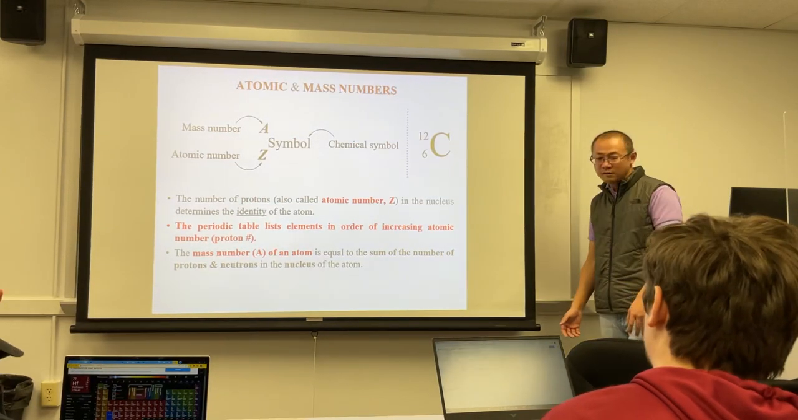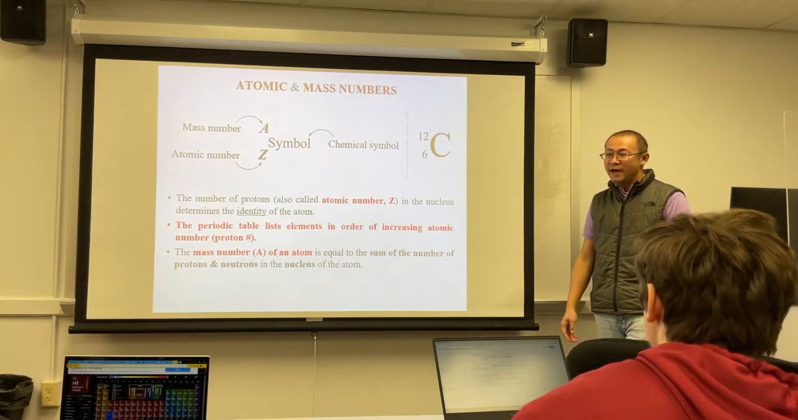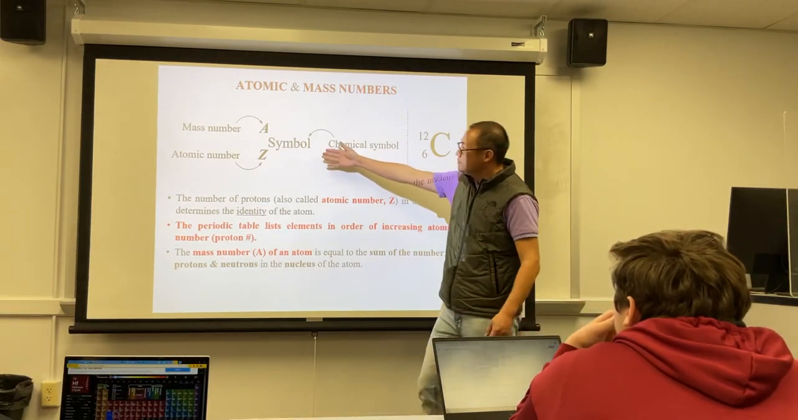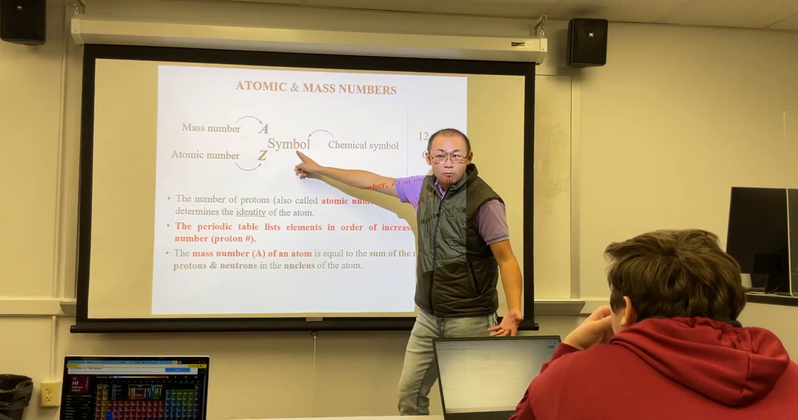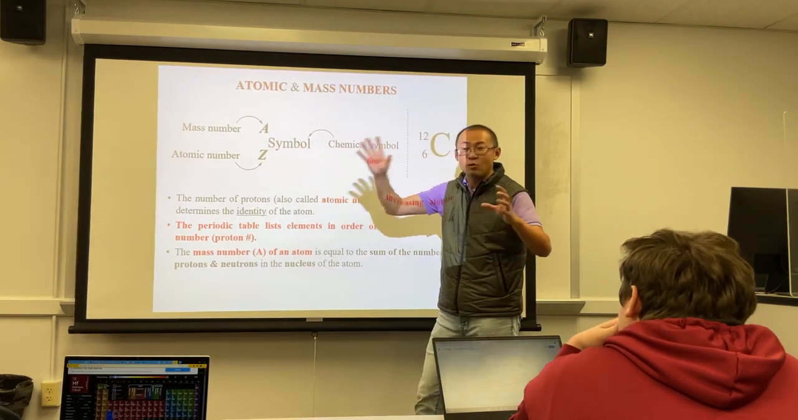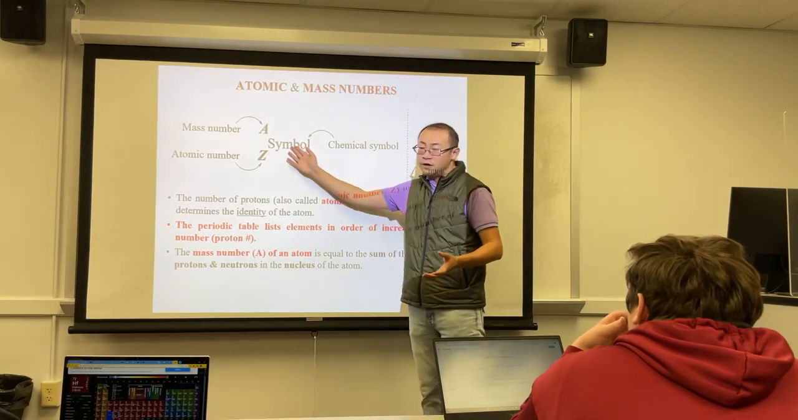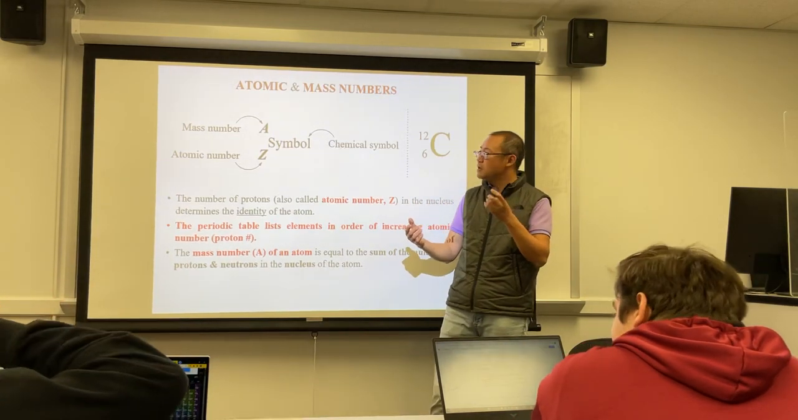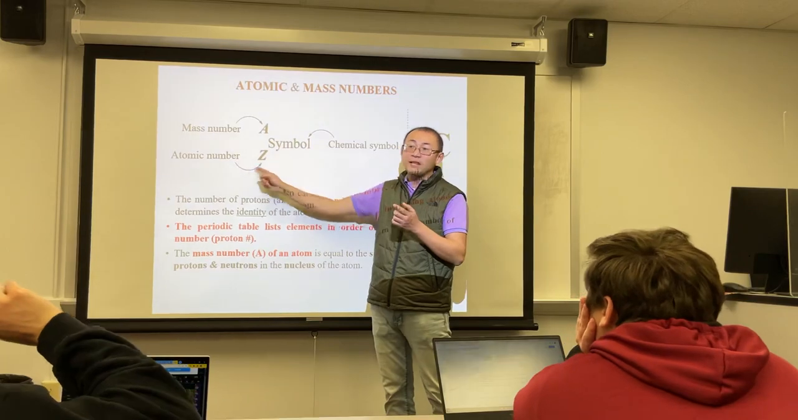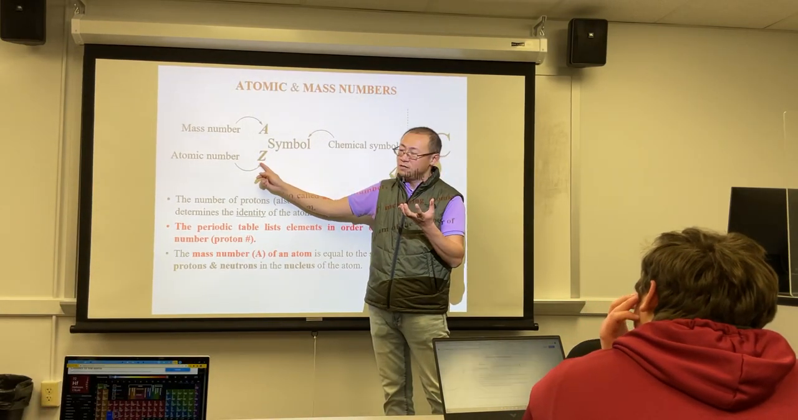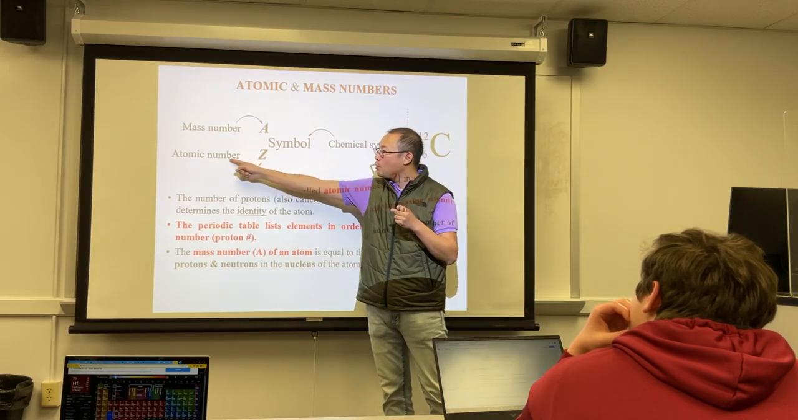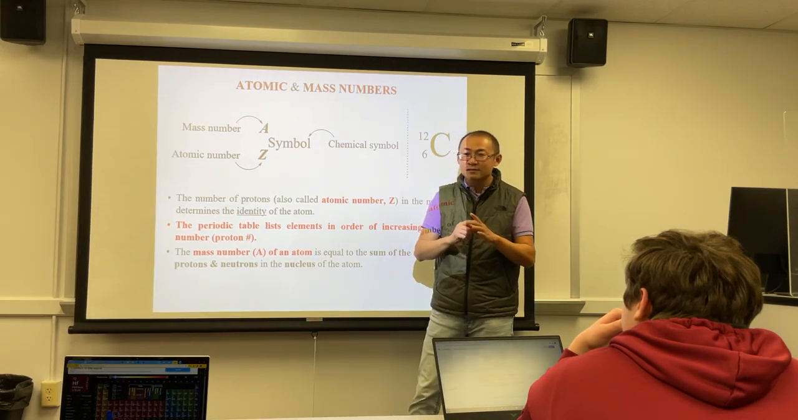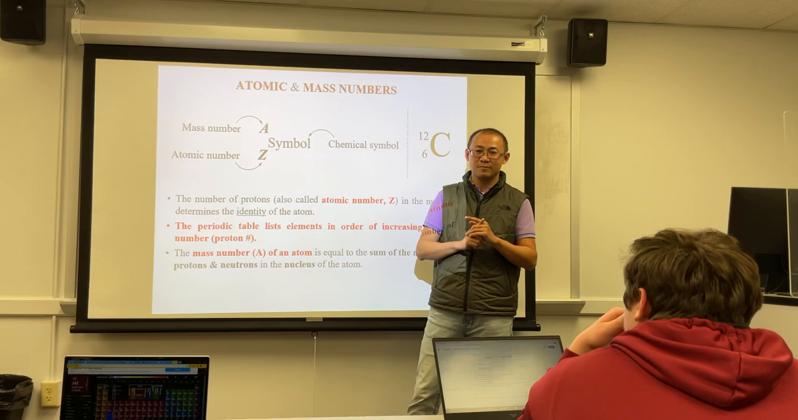How do we show these numbers? We use a notation like this. We put a symbol. What is a symbol? A single letter or two letters, one capital and one lowercase. So that's the symbol. We put the symbol of the element, showing which element, which atom we're talking about. Then on the bottom left corner, the subscript, we put a number telling people the atomic number. What is atomic number again? The number of protons. Very good.